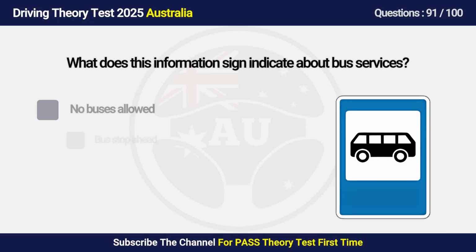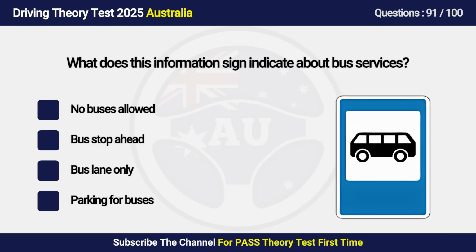Question 91. What does this information sign indicate about bus services? A. No buses allowed. B. Bus stop ahead. C. Bus lane only. D. Parking for buses.